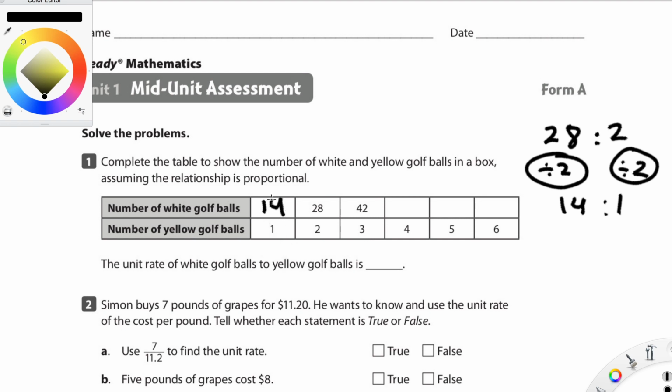Now remember, this is not the answer. Yours is different, so make sure you find out how much yours would be for one of them. Now I can skip count by 14s and go this way. But when you have a table, you're actually allowed to multiply the 14 by this number. So for example, 14 times 1 is 14, stays like that. 14 times 2 is 28, that works. 14 times 3 is 42.